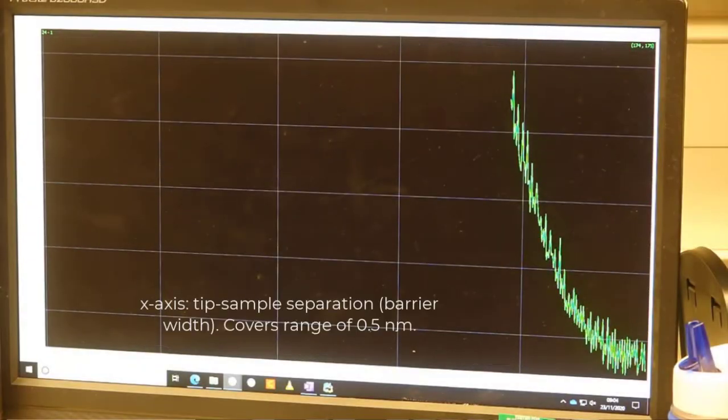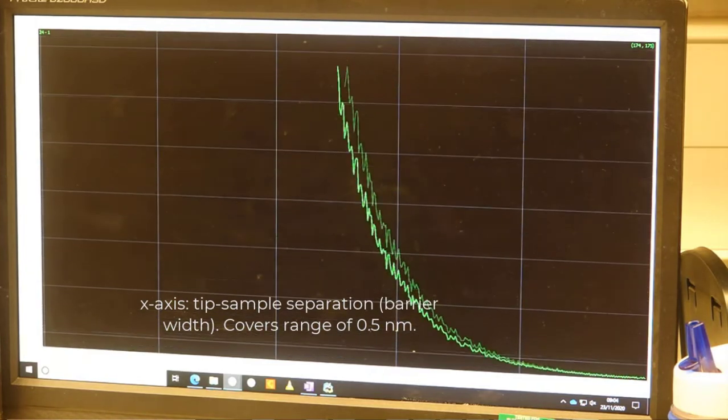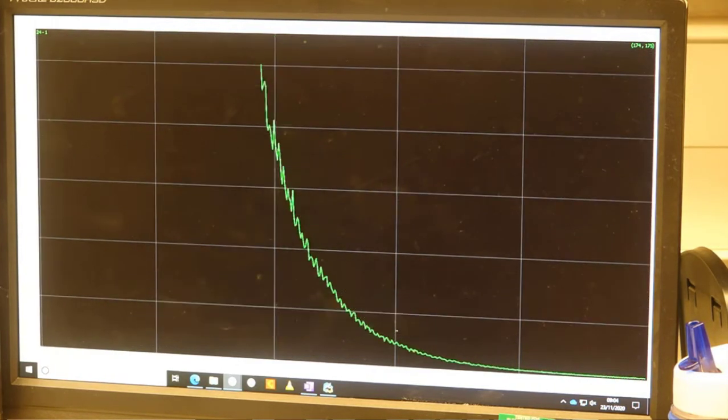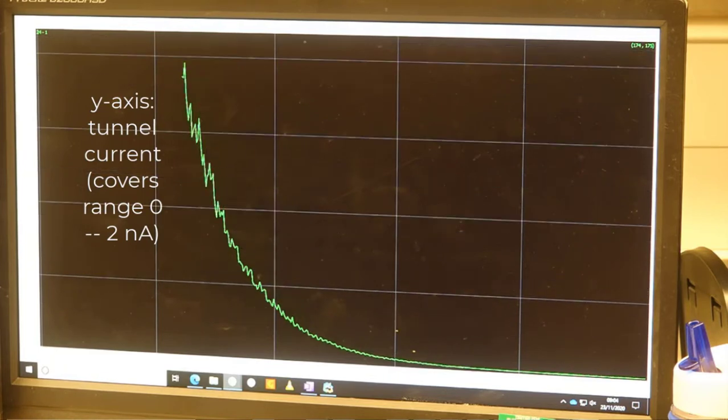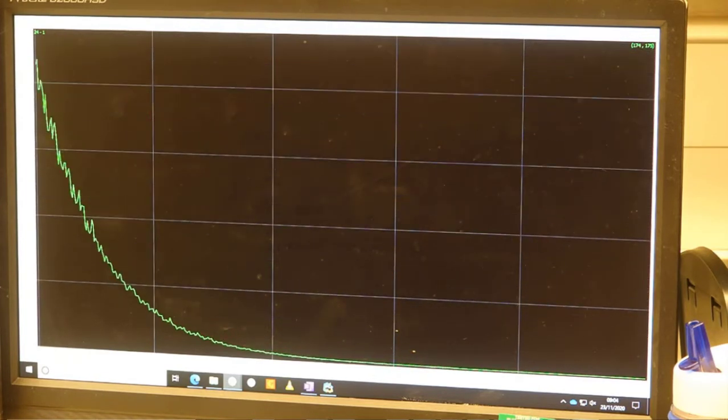So let's just see that in action. Now it's stepping the tip in, and you can see the tunnel current grow exponentially as it steps the tip in and measures the tunnel current at each step until it gets to the end, and it's measured a tunnel current in this case of around 2 nanoamps, and you can see that variation, that exponential dependence, quite clearly.